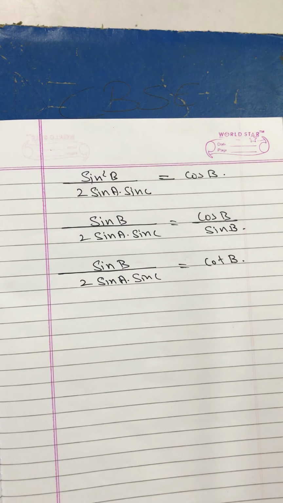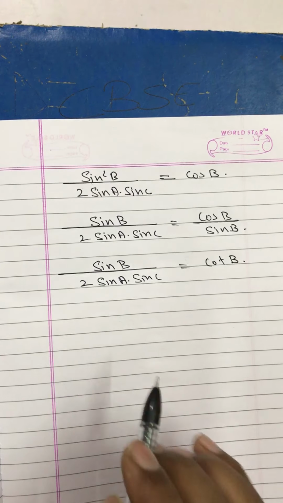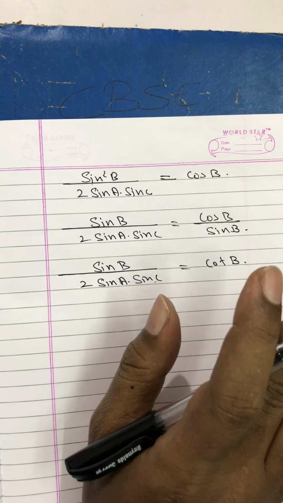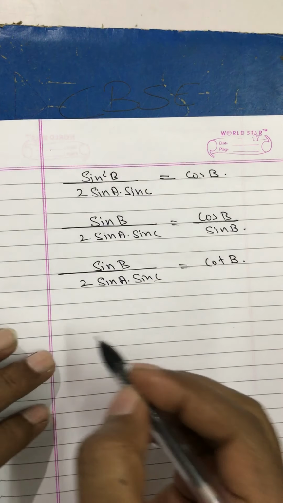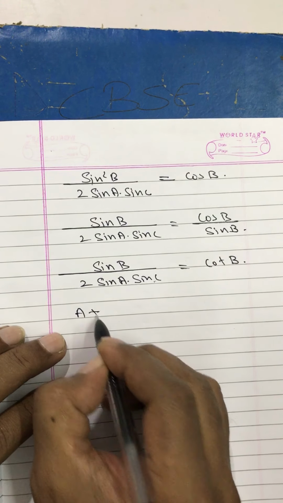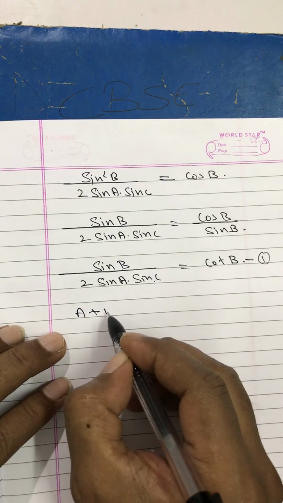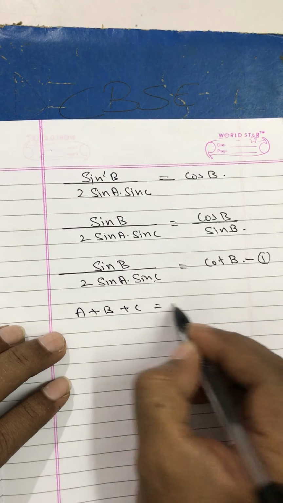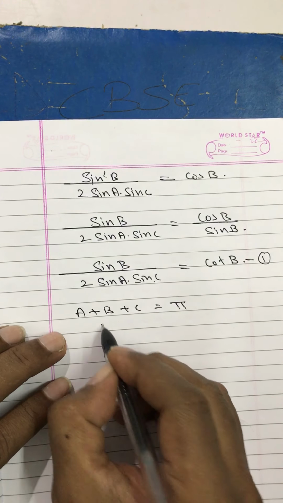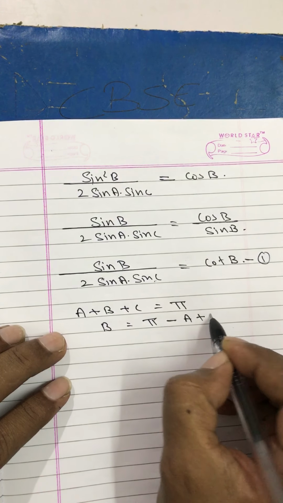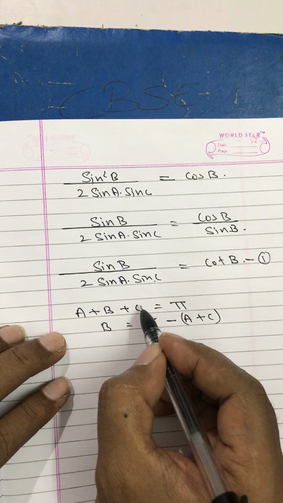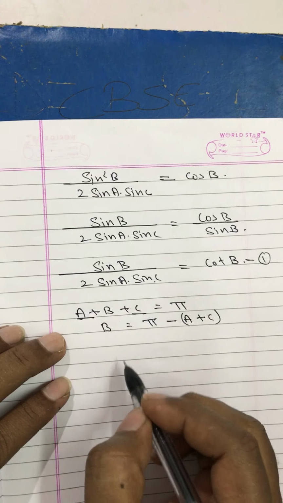Now I require what? A and C. A and C I require, so I have to get rid of B. To get rid of B, as I've told you, A plus B plus C is equal to pi. Therefore, B is equal to pi minus (A plus C). Are you getting my point? This A plus C I have shifted on this side.